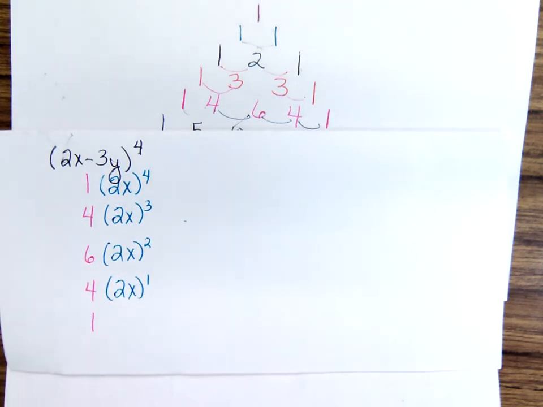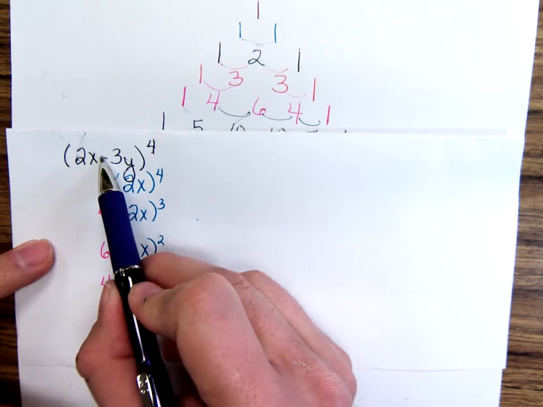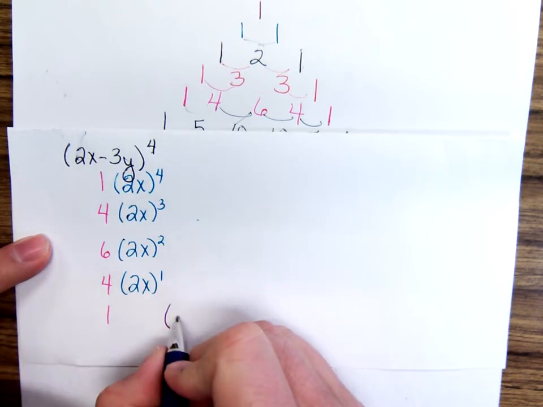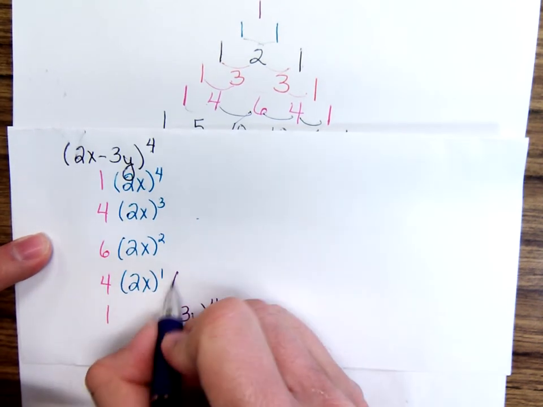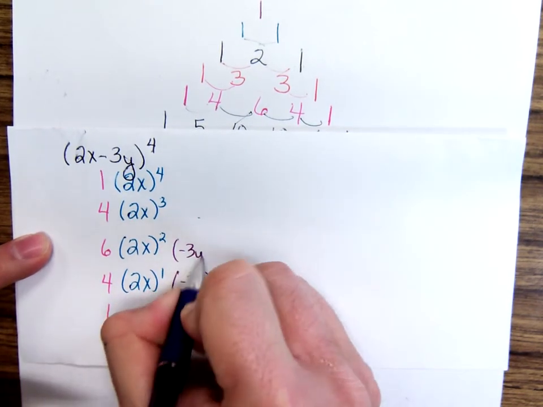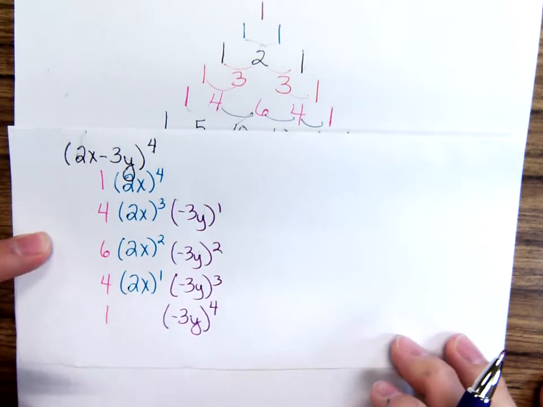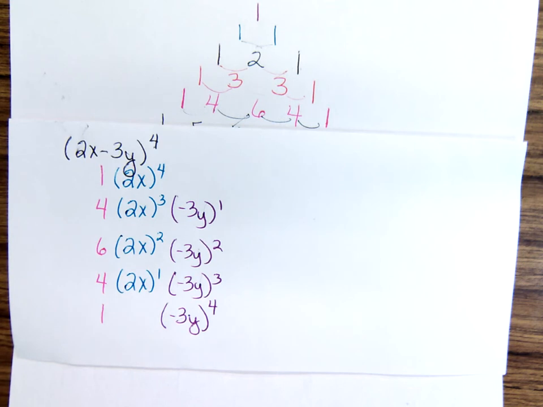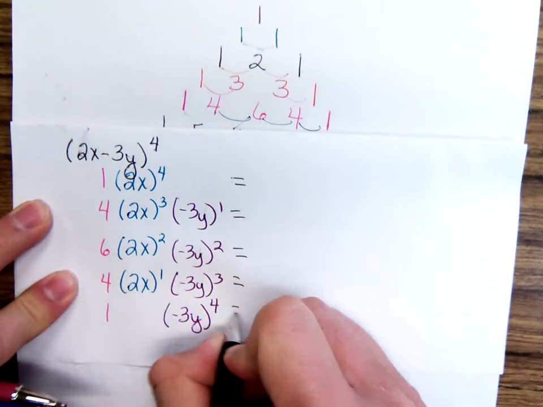Then take the second term. Now the second term, you can't just write 3y. That would be a positive 3y then. You have a negative 3y. Start at the end, decrease the exponent. 4, 3, 2, 1. Now you got to simplify this stuff. You begin to see why I like to set it up vertically.